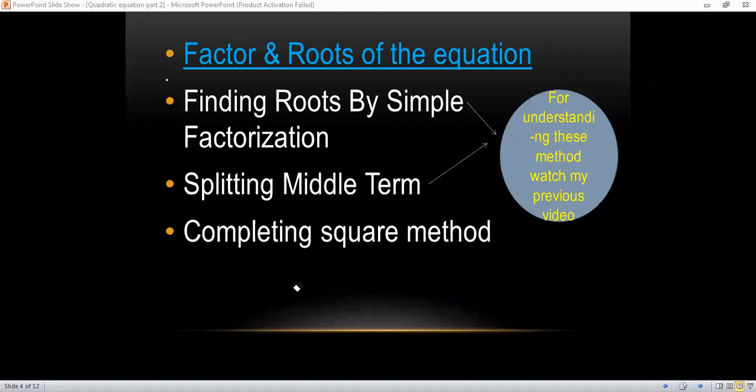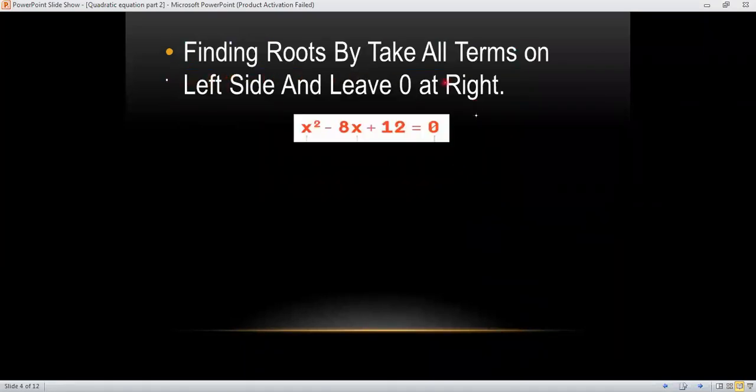Now, for that, what will be the form of the equation? Whenever we are finding roots, we take all terms on the left side and leave zero at the right. So here you see x square minus 8x plus 12 is equal to 0. All the terms are on the left hand side and there is 0 on the right hand side. This is the form of the standard equation, and by this equation, you can easily find the roots. Let us start with a few questions.